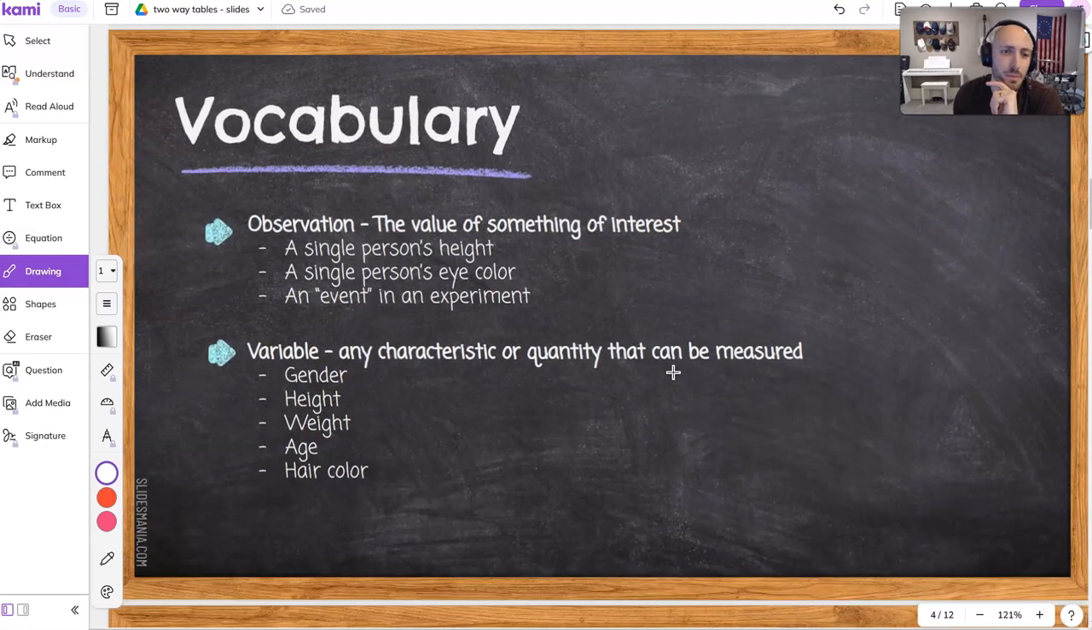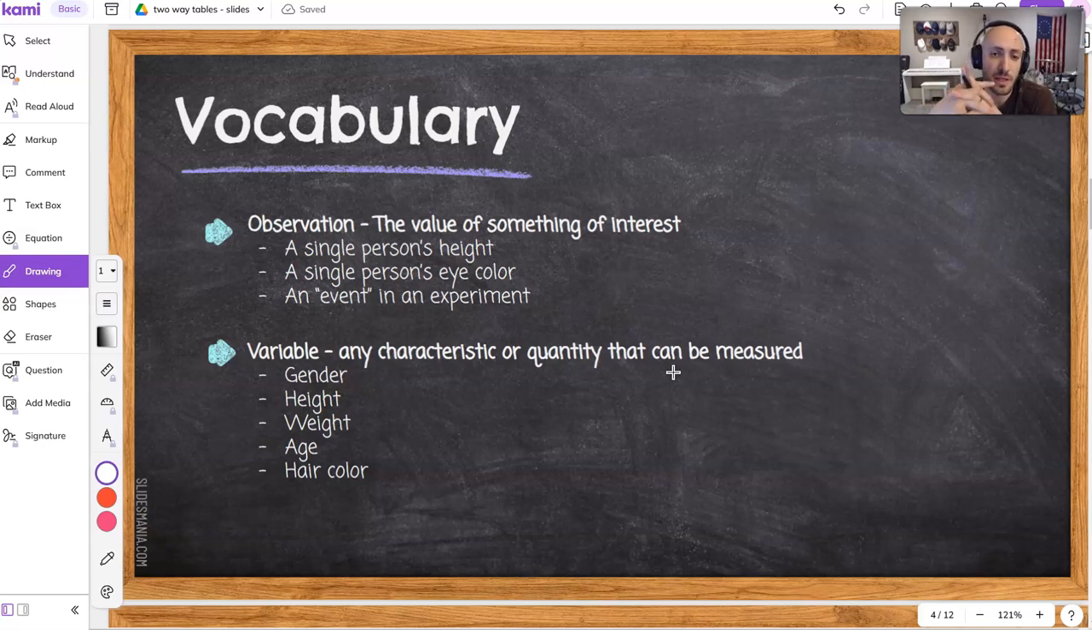So a little bit more vocabulary. Observation. This is the value of something of interest. Now I say value, that typically implies a number, but it doesn't have to be a number. It can be a categorical value, something like eye color or shirt color. But it can also be a number, a person's height or weight, for example. So it is the value of something of interest.